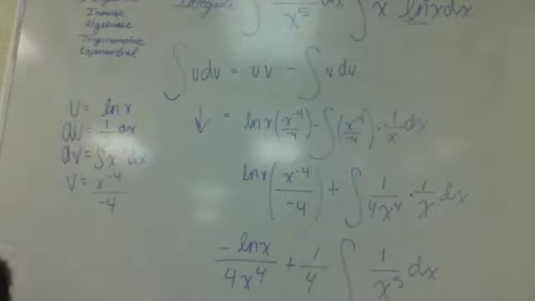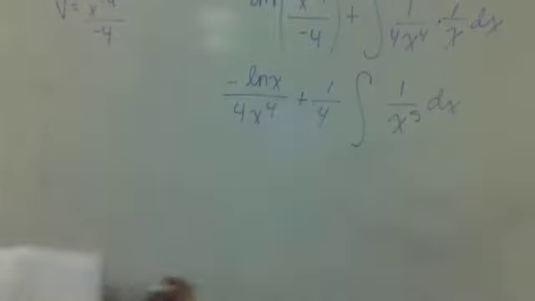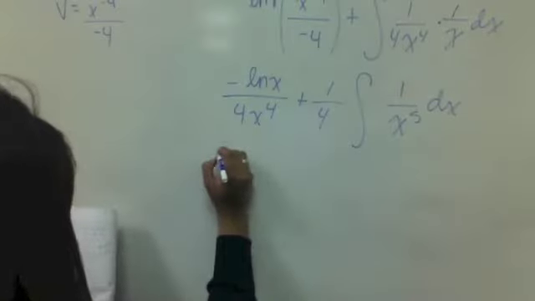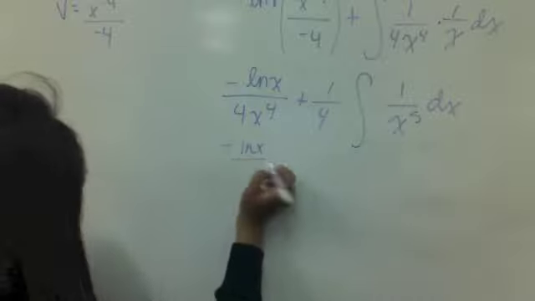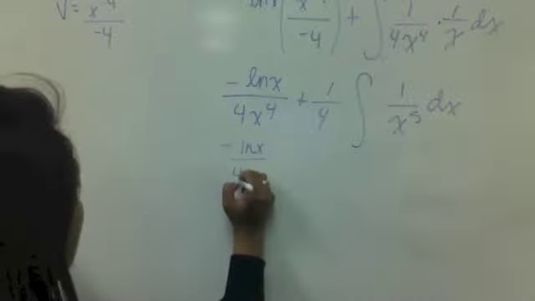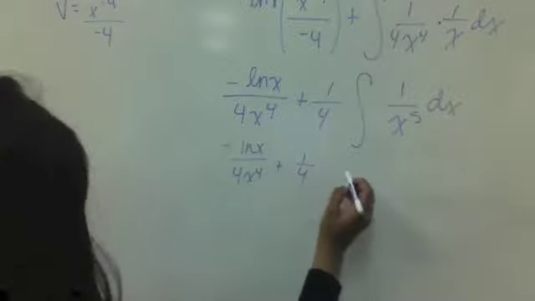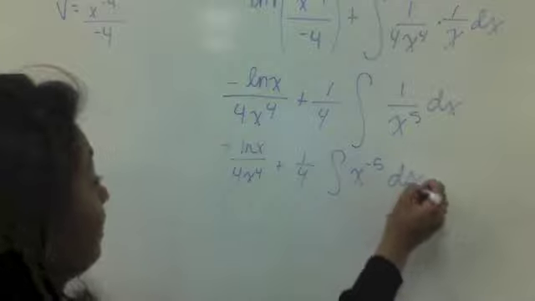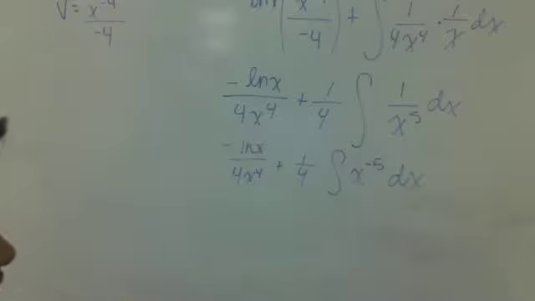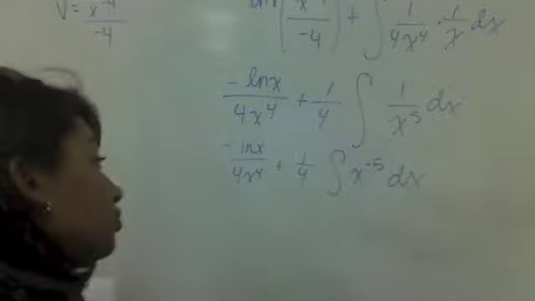Now, just to make it a little simpler on all of us, let me move that down. And it's going to be negative natural log of x over 4x to the fourth plus 1 over 4, the integral of x to the negative fifth dx. And that's just me switching it from the denominator back to the numerator, just because I like to work with it in the numerator a little bit better.